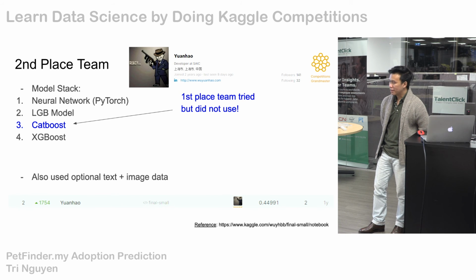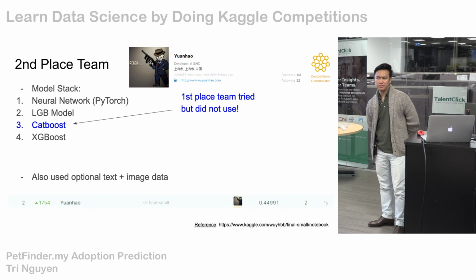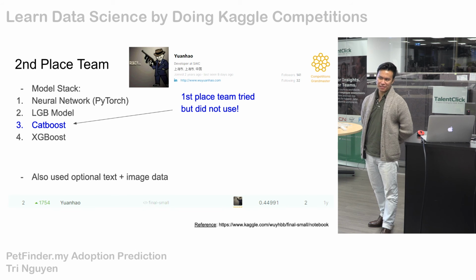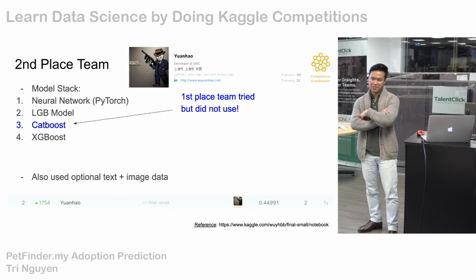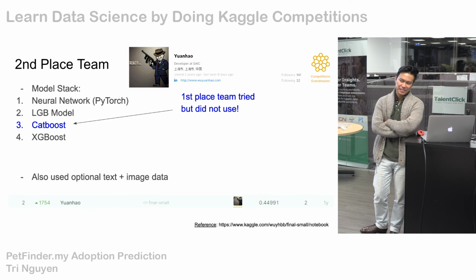Yeah, well, I guess because it's sponsored by Google, they wanted to put it out there, but then if the first place and second place teams ended up not using any of that, that'd be quite a setback.